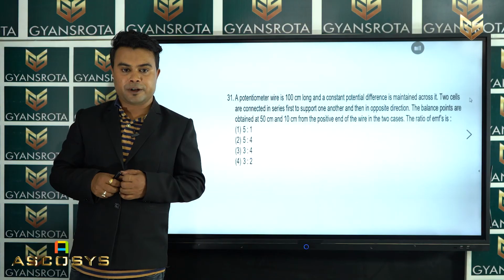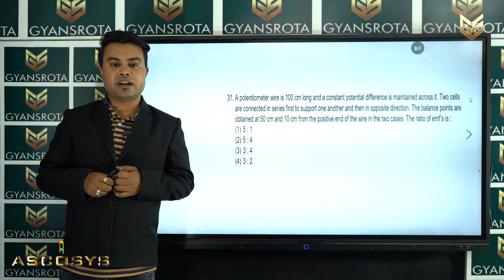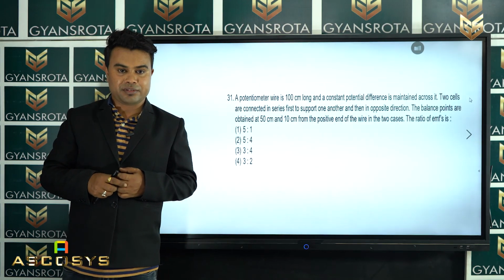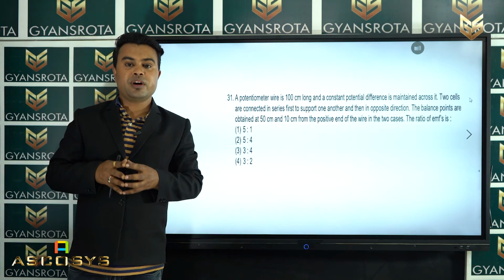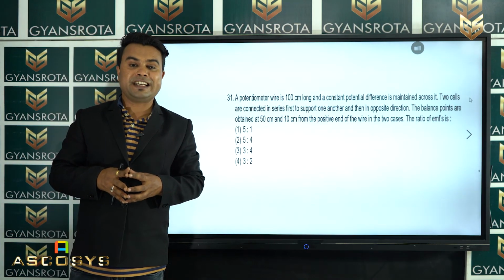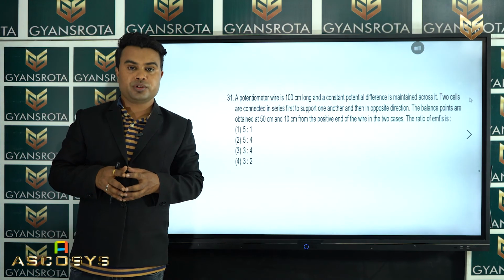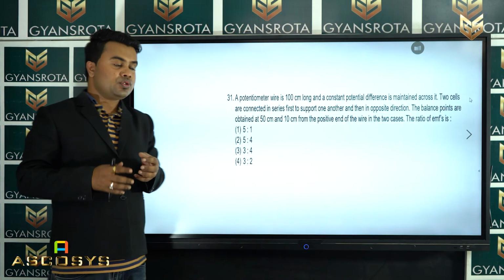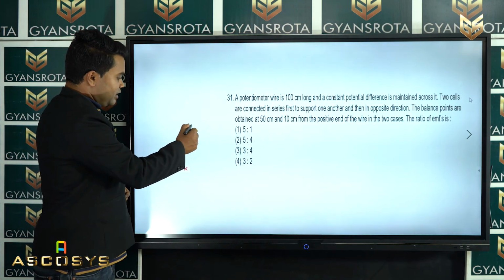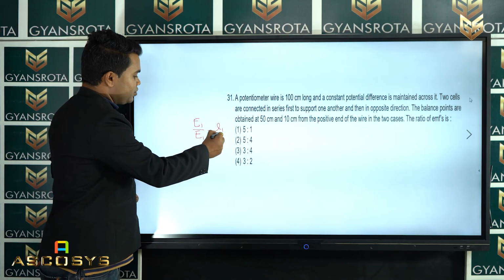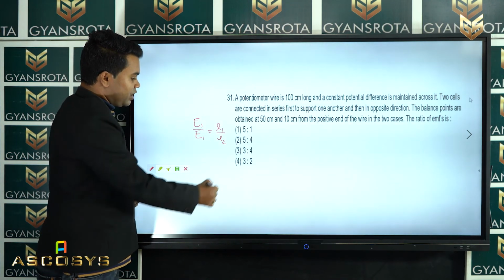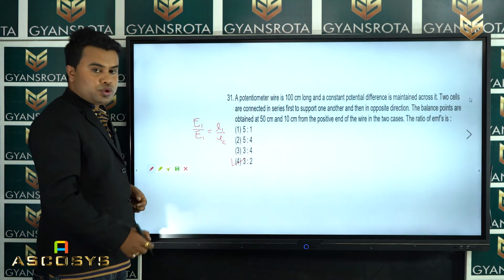Now here you have to calculate the ratio of the EMF. So you have to use the formula from the chapter current electricity, and the topic is potentiometer. If you solve this one, the formula goes E1 by E2 is equal to L1 by L2. This formula you can use. So your final answer will be 3:2.